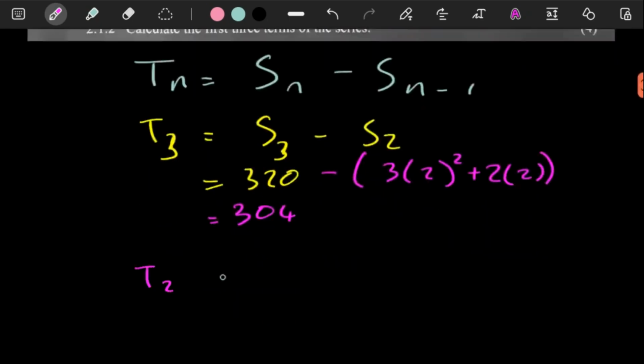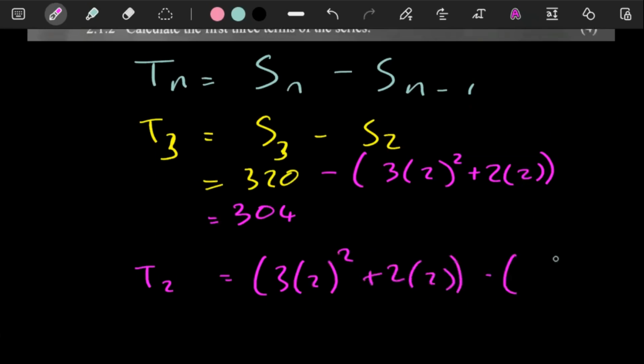Term number 2, you do the same thing. You're going to say term number 2, minus term number 1. So in the Sn formula, you can see here, I'm just putting a 1, and then this, I put a 2. We're using the same formula, you see. To get S2, you have to put 2 there and 2 there, minus S1.